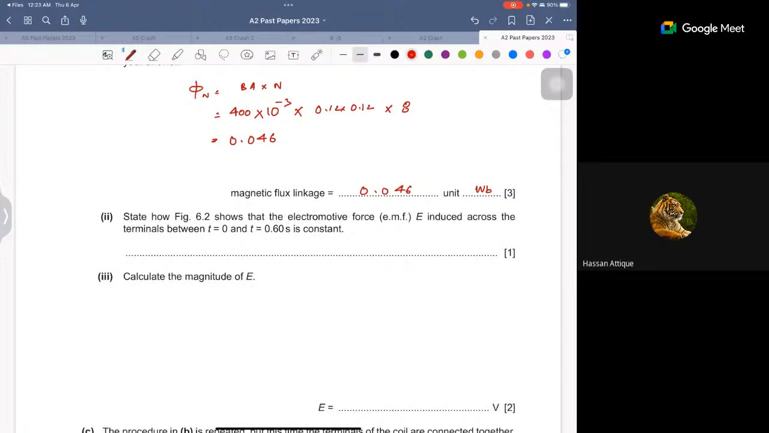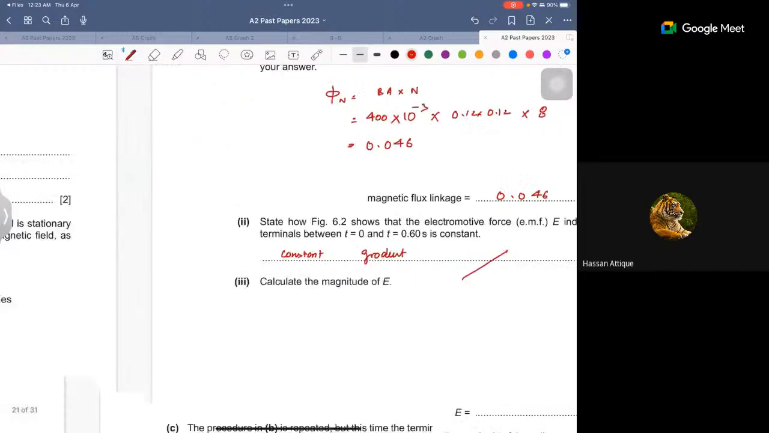It is constant. Now we need to understand that the gradient is basically the EMF. So we're going to say that it basically has a constant gradient. That's why this is a straight line, right? And then it says calculate the magnitude. So just find the gradient. That's it. So what to do?